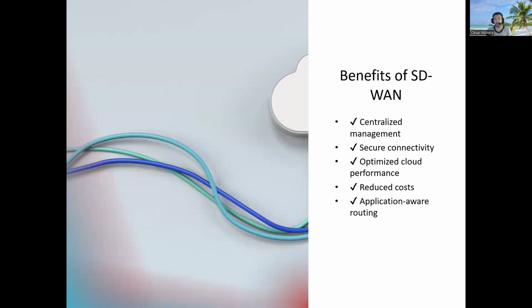Some of the benefits that we have for SD-WAN are, and I'm going to use the highlighter here so you can follow along with me in this section. Centralized management, we have secure connectivity, optimized cloud performance, reduced costs, and application-aware routing. So those are some of the benefits that we finally get from SD-WAN solutions and technologies. So let's go ahead and clear the board. Let me remove this and go back to the red color. Let me continue.